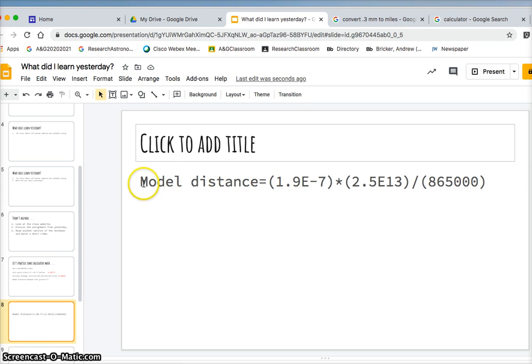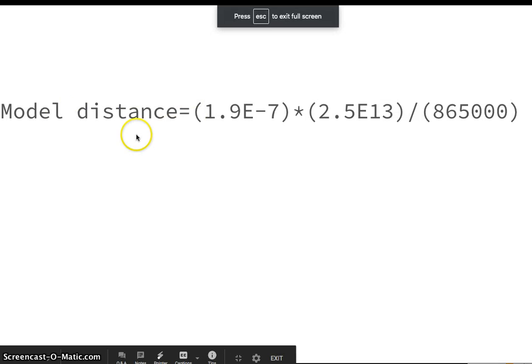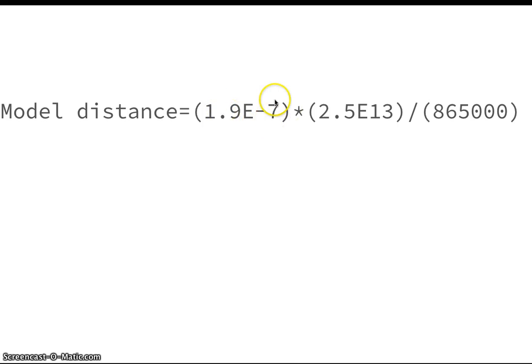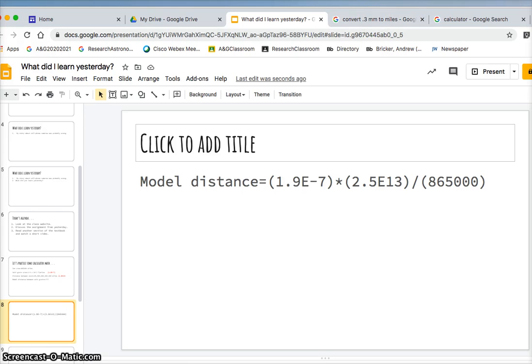And here's what we'll actually put into the calculator. The model distance is going to be the salt grain size times the real distance between the stars divided by the size of the sun. So we're going to go put these numbers in that calculator. And the trick here is being able to write those numbers in scientific notation with e negative 7, E13. So let's go do that. How do I get back to the calculator?